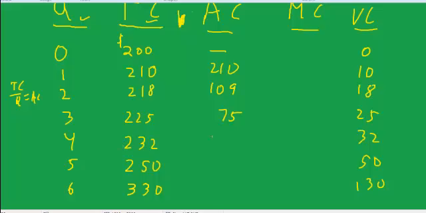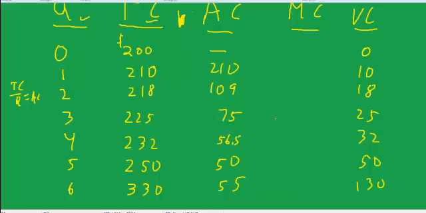232. 4 into 232 is about 56.5. 5 into 250 is 50. 6 into 330 is, I want to say, 55.